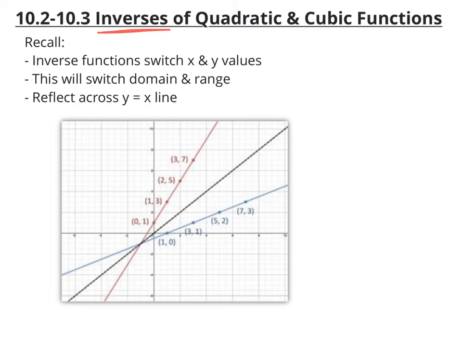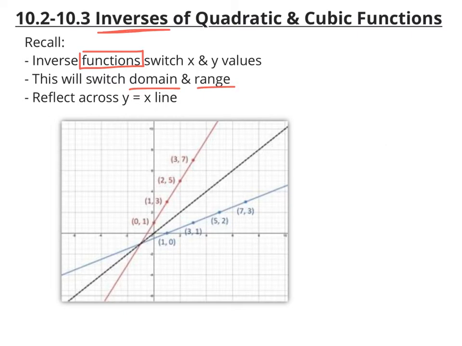Remember that because these are called functions, that means they're going to pass the vertical line test. So anywhere you put your pencil, you're only going to be touching the line one time, not twice ever. Because we're switching x and y, that's going to, by nature, switch domain and range, which we haven't really talked about yet, but you're going to see the implications of that in this lesson.